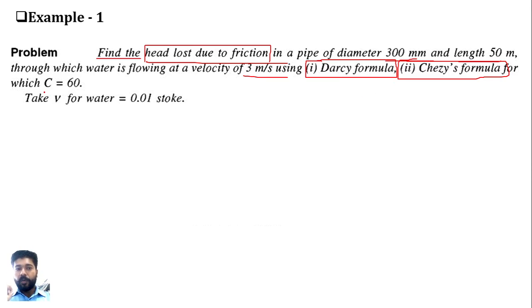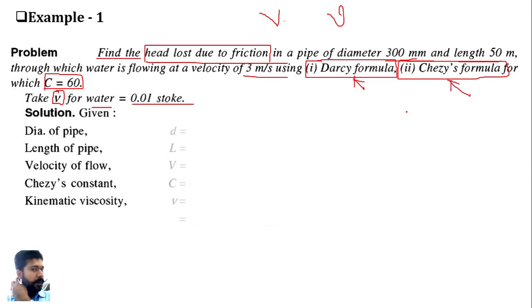For the Chezy formula, we can use the Chezy constant C equal to 60, and small v is our kinematic viscosity. Small v for water equals 0.01 stokes. Remember one thing: capital V is used for velocity, and small v is used for kinematic viscosity. So let's find the head loss due to friction by these two formulas, first by the Darcy-Weisbach equation and second by Chezy's formula.